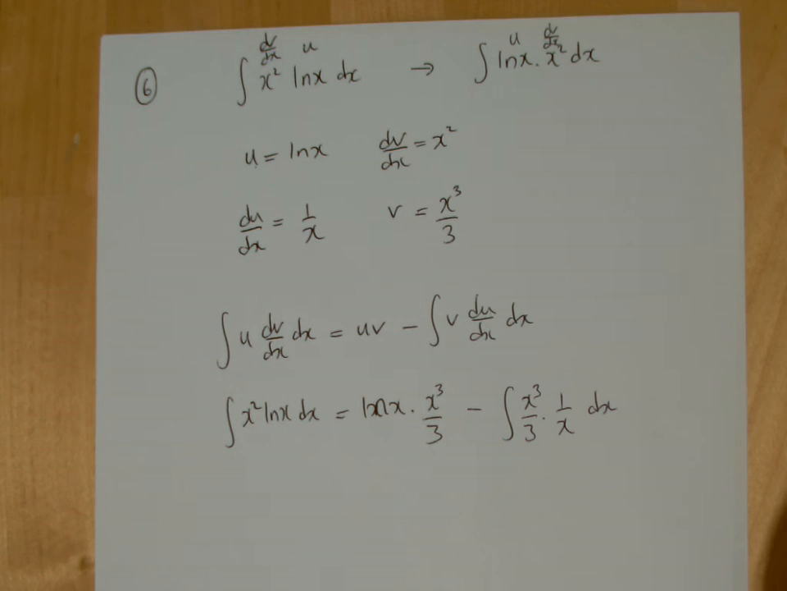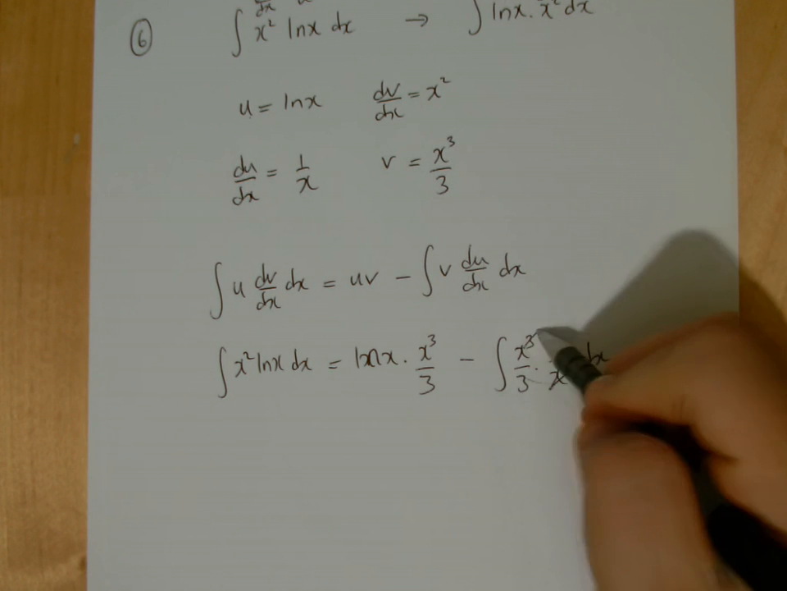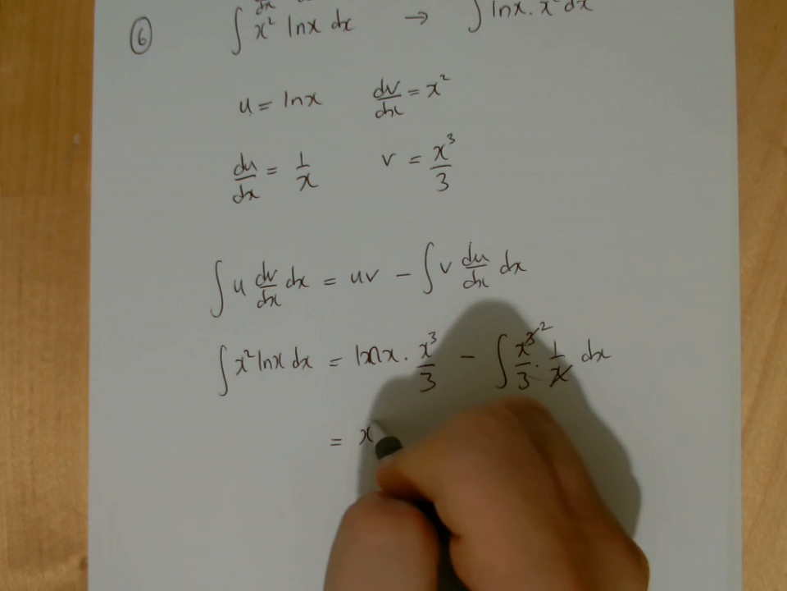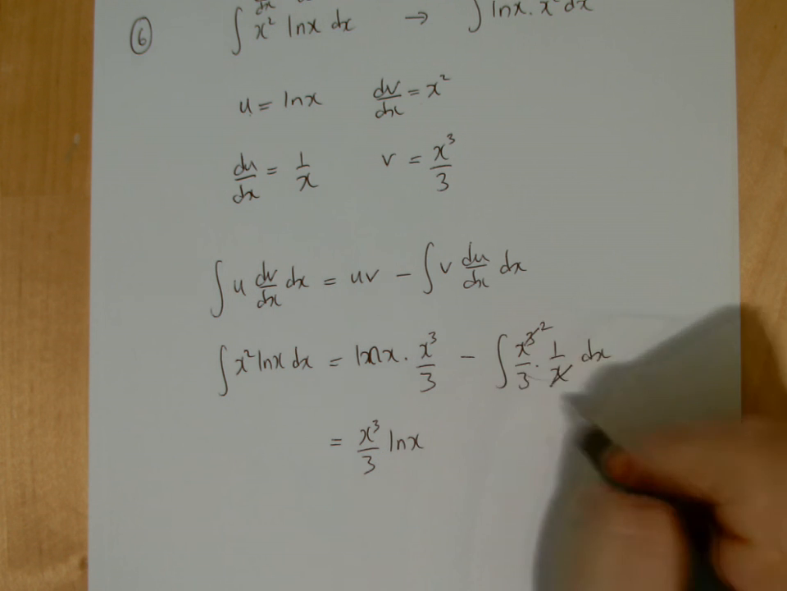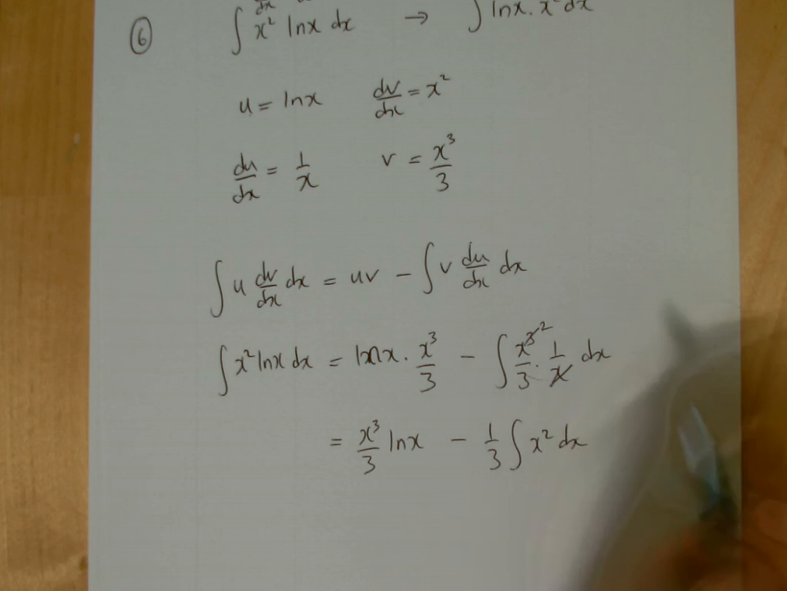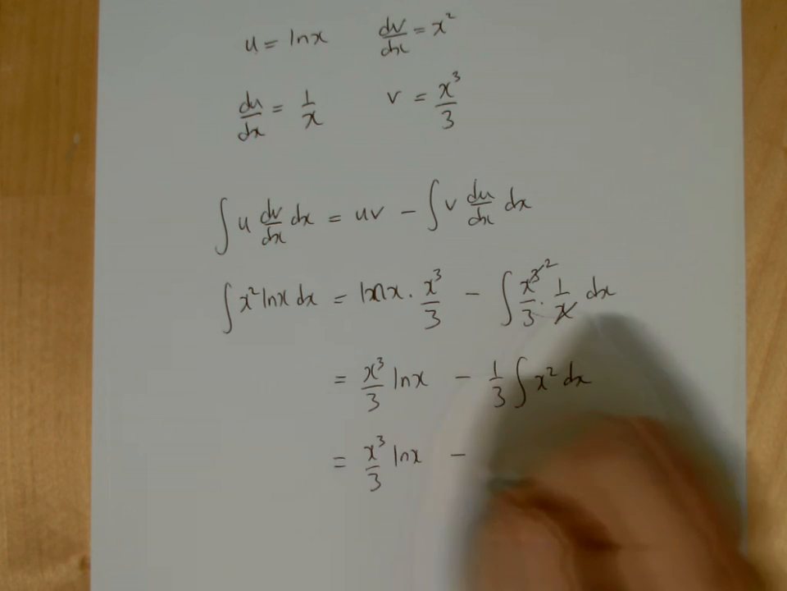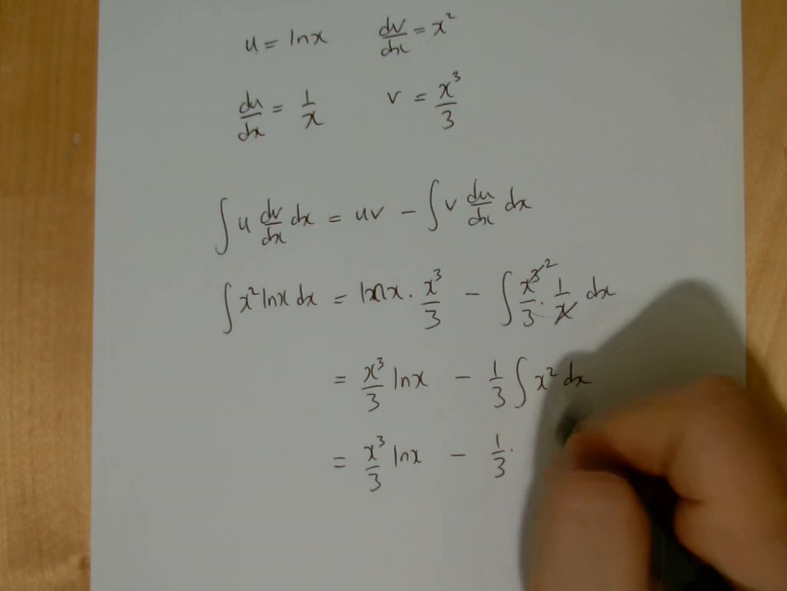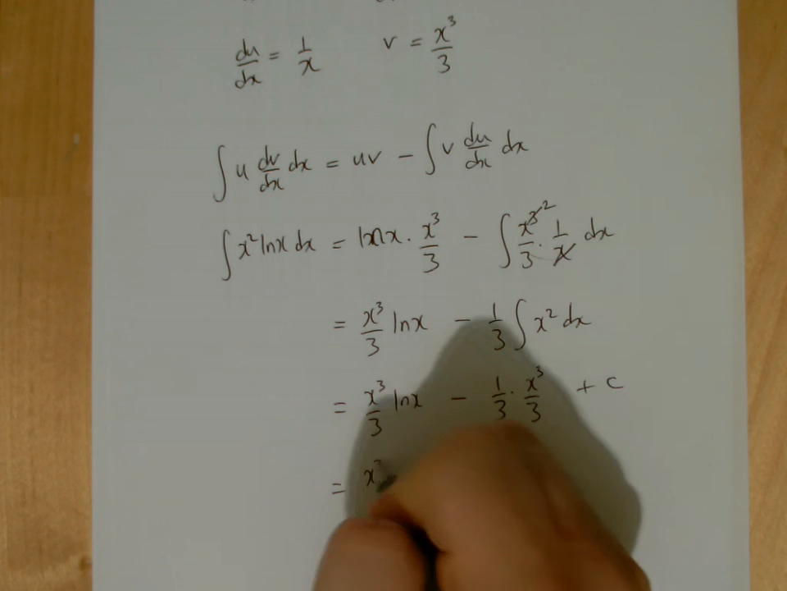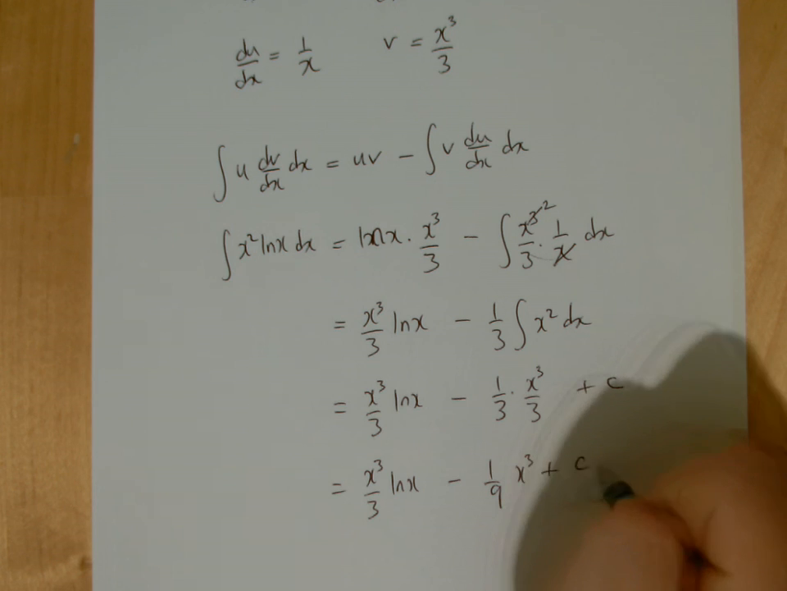What's nice here when you look at this integral is that the x will cancel with the power there to make it a squared. So you could rewrite this as x cubed over 3 ln x. You could take that third outside of the integral, and you're left with just x squared to integrate. So it's really easy. You get x cubed upon 3 ln x, take away 1/3 times, well, when you integrate x squared, you get x cubed upon 3, plus c. So this becomes x cubed over 3 ln x minus 1/9 x cubed plus c.